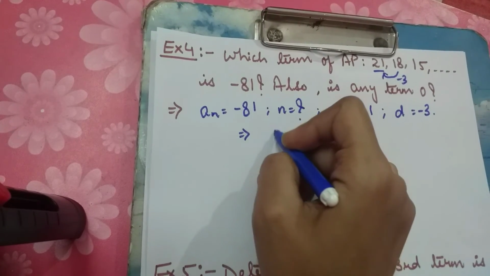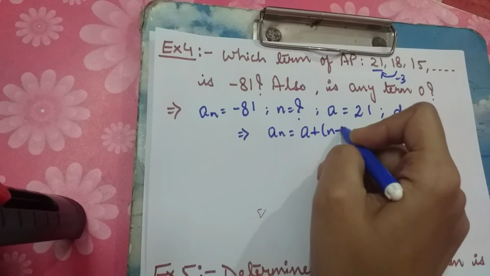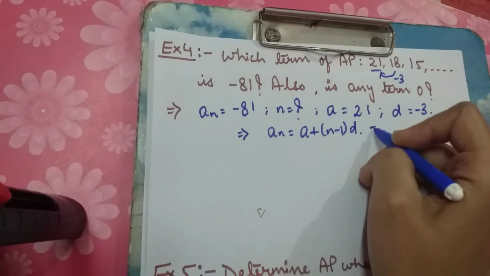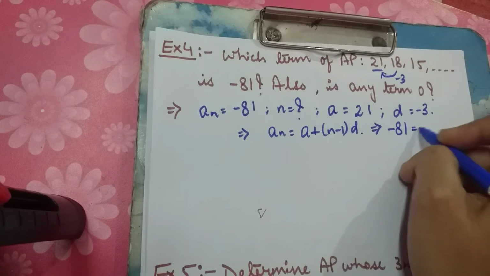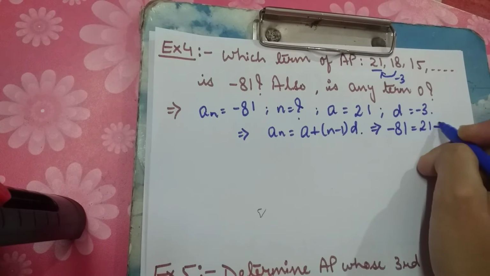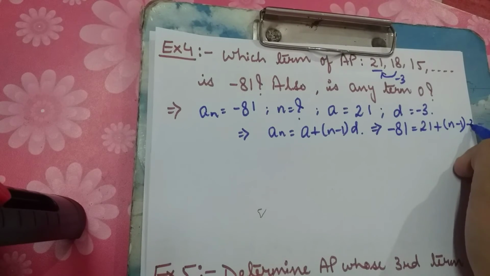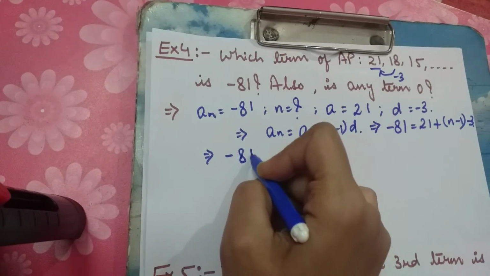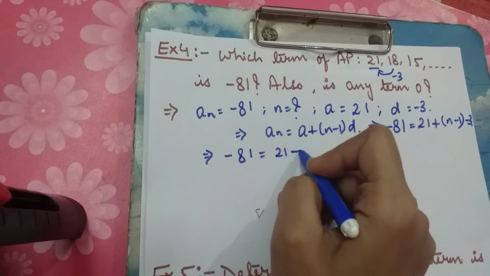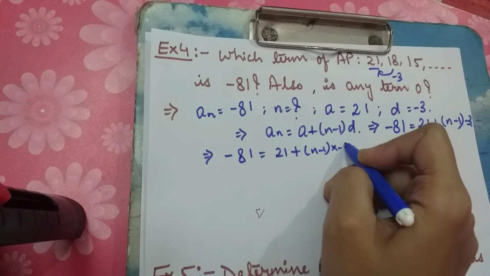So just use the formula an equal to a plus n minus 1 into d. Just put the values. An is minus 81, a is 21, n you have to find, and d is minus 3. When you simplify, you will get minus 81 equal to 21 plus n minus 1 into minus 3.